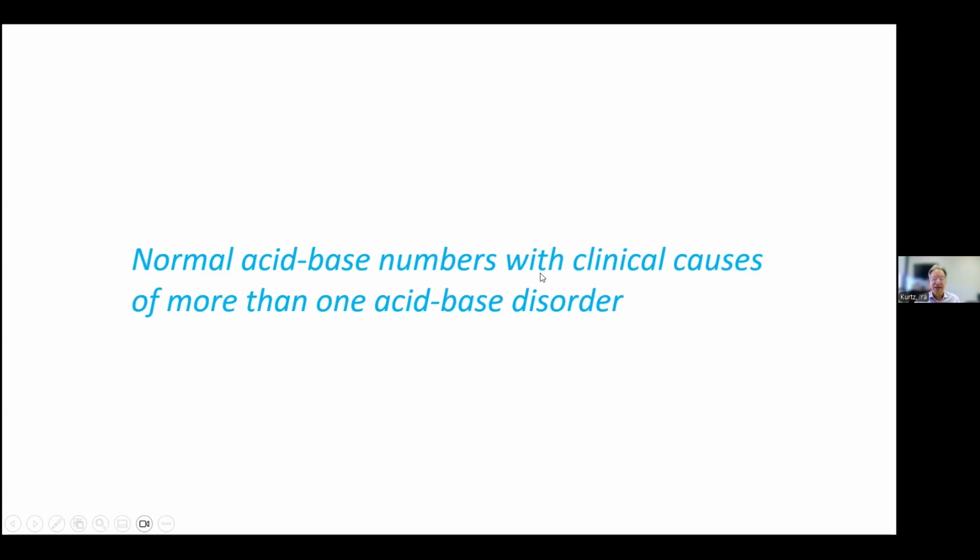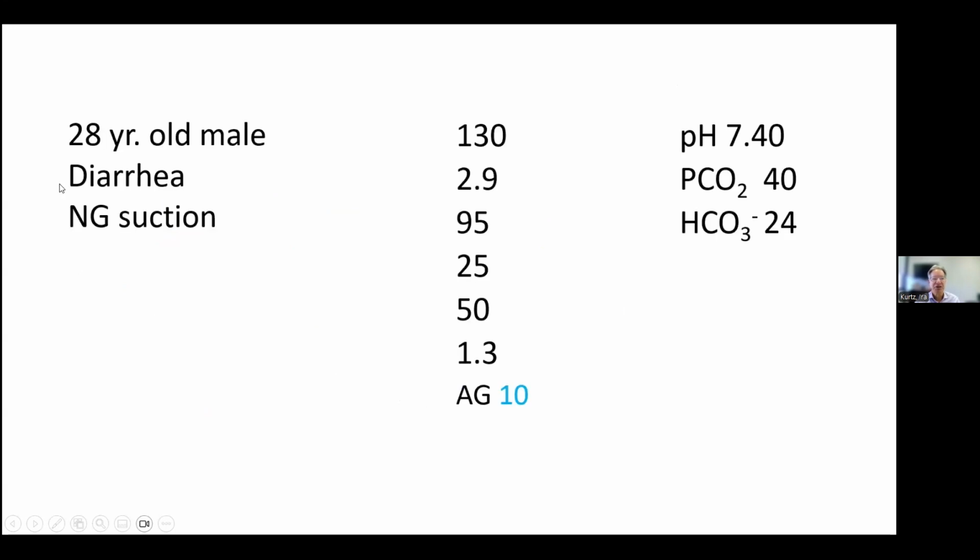Now, what about normal acid-base numbers with clinical causes of more than one acid-base disorder? That's another cause of mixed or complex disorders. So here's a patient with diarrhea and NG suction. And the anion gap is 10 here. So the anion gap is normal and the patient has normal numbers. So the question is, is there any acid-base disorder present?